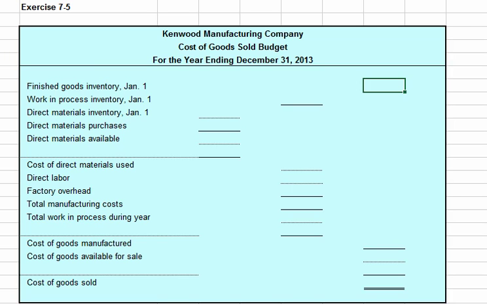Let's move along here. We'll start with finished goods at January 1, 2013. That's given as $13,900. Okay, and this template just walks you through it. We'll go work in process inventory on January 1. Okay, that amount was $25,800. Okay, our direct materials inventory on January 1. Beginning inventory of direct materials, that was $36,000.